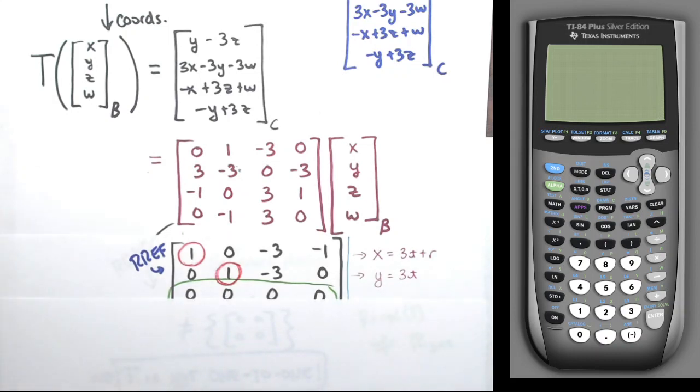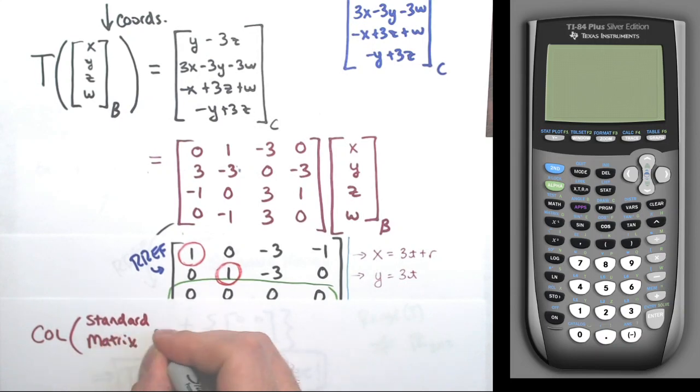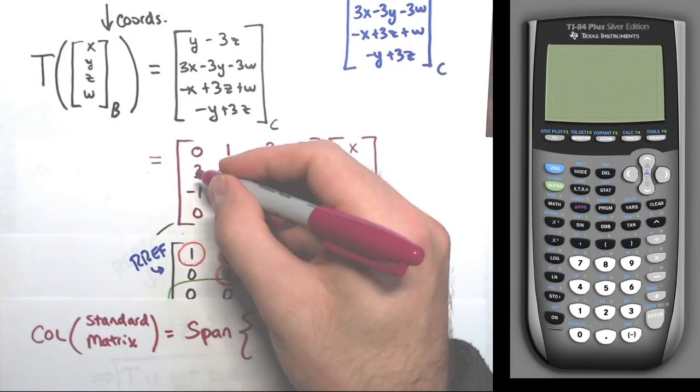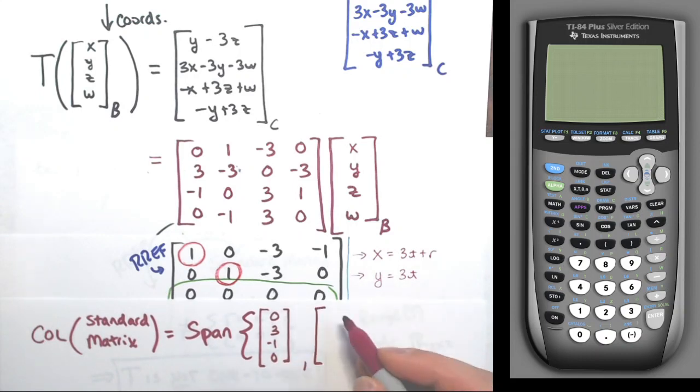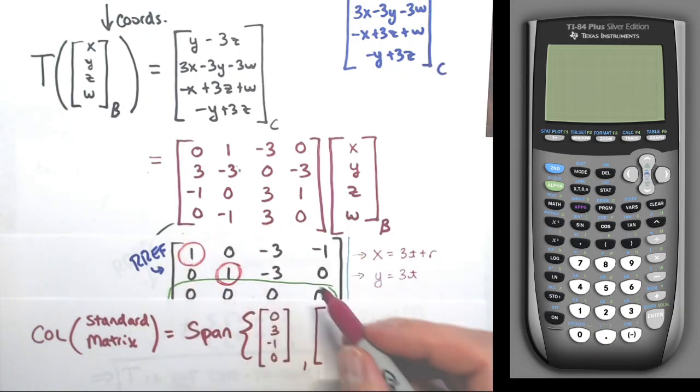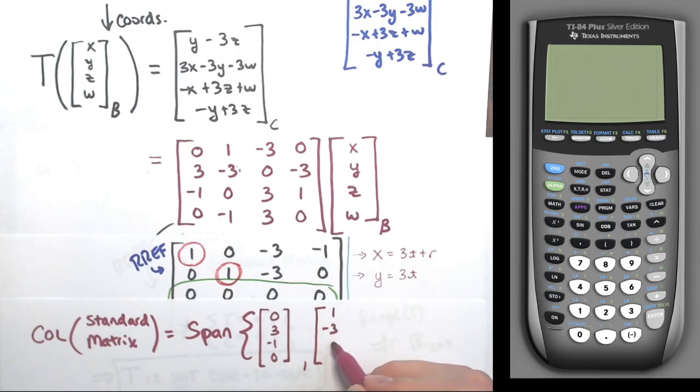Right. So the column space of the standard matrix is the span of the set with these two vectors in them: 0, 3, -1, 0, and 1, -3, 0, 1, again the first two columns.